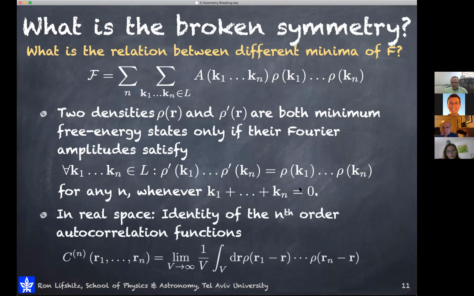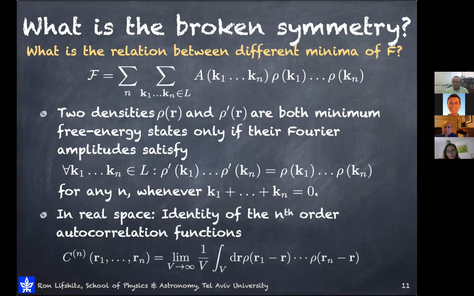So again, if I inverse Fourier transform back all these Fourier coefficients, then I get this integral at the end, which is nothing else but the endpoint autocorrelation of the density. So the basic statement, said not in a very rigorous way, is that two alternative minima of the same free energy have to be similar statistically. They have all the same autocorrelation functions, but they're not the same functions, okay?